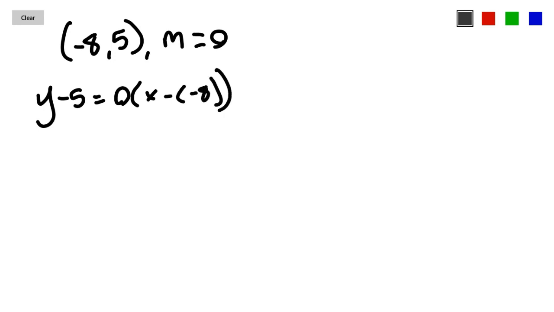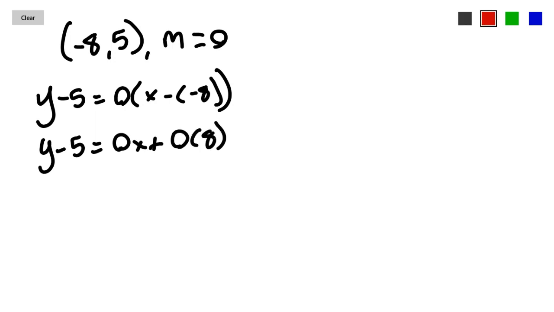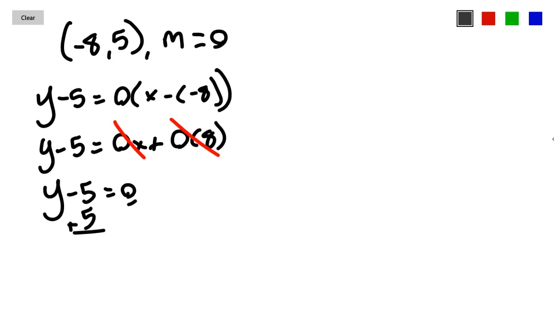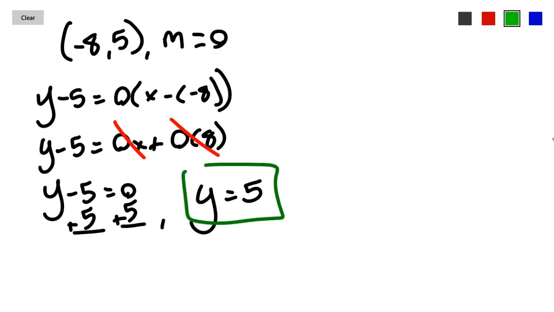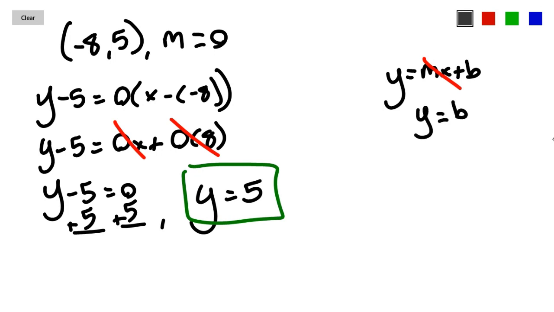And guess what? Whenever I distribute the 0 out, I've got y minus 5 is equal to 0x plus 0 times 8. So 0 times anything is 0, so this just goes away. And then what I'm left with is y minus 5 is equal to 0. And if I add 5 to both sides, I get y is equal to 5. And this is consistent with this form right here, y is equal to mx plus b, because if my slope is 0, then this term goes away, and I'm just left with y is equal to b. And this b is the y-intercept.